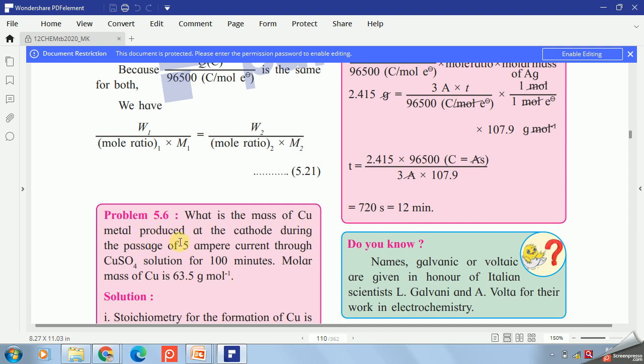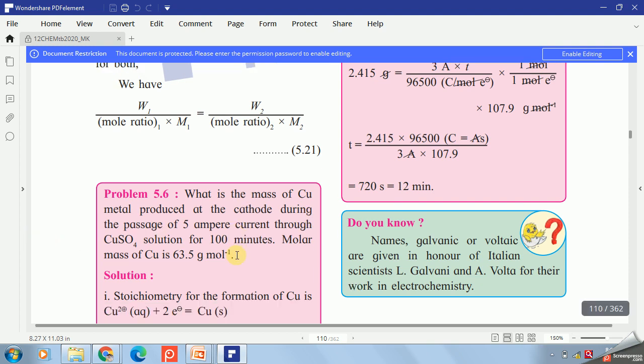What is the mass of Cu metal produced at the cathode during passage of 5 ampere current through copper sulfate solution for 100 minutes? The molar mass of copper is 63.5 gram per mole. Here you have to calculate the mass of copper. So what is the electrolyte? CuSO4. SO4 is 2 minus, so Cu carries a 2 plus charge. So what is the equation? Cu2+ plus 2 electrons gives Cu solid. That is the equation, so you must be able to write the correct equation.